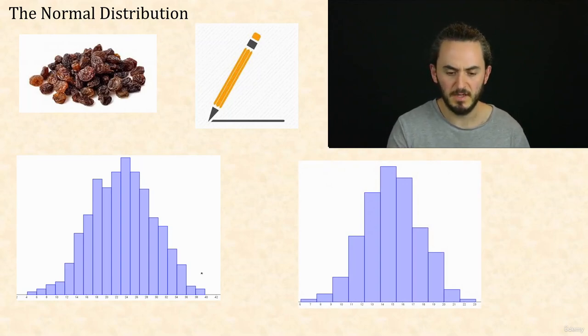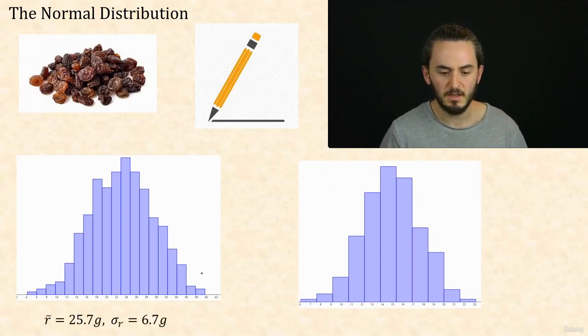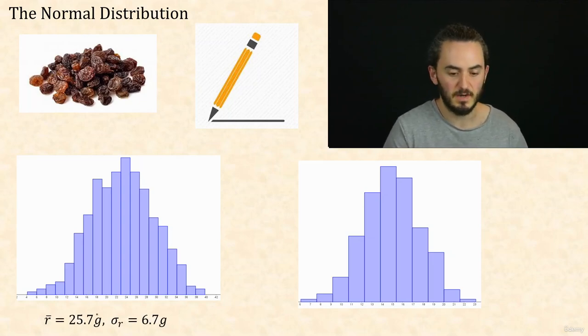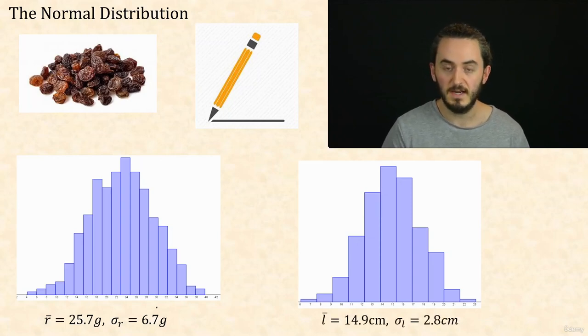I mean, the details are different. Here are some of the details. The mean raisin weight was 25.7 grams. And the standard deviation for raisins was 6.7 grams. Just remember what that means. It means most raisins, a good chunk of the raisins, are within about 6 or 7 grams of the mean. What about for the line drawings? Well, the mean line length was 14.9 and the standard deviation was 2.8 centimetres.